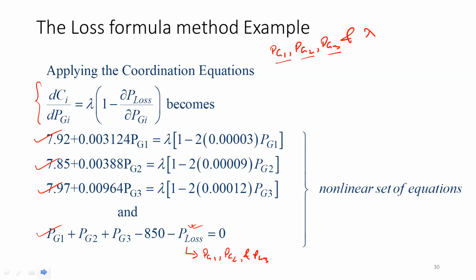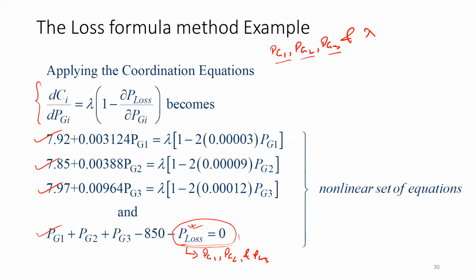There is a problem: the P loss is a nonlinear equation. It depends on PG1 squared plus something PG2 squared plus something, so it is non-linear, basically. So we have one problem, that the expression of P loss is non-linear, isn't it? Anything else? Any other problem we have?